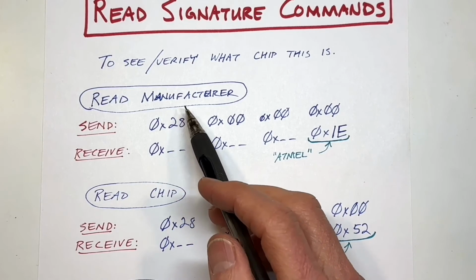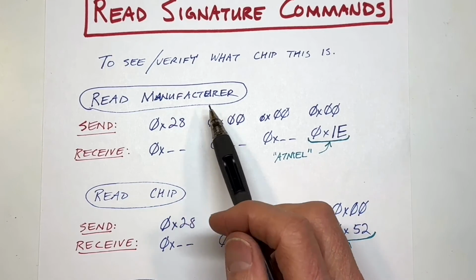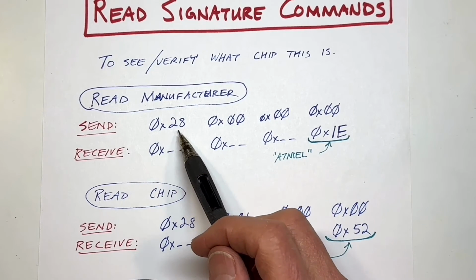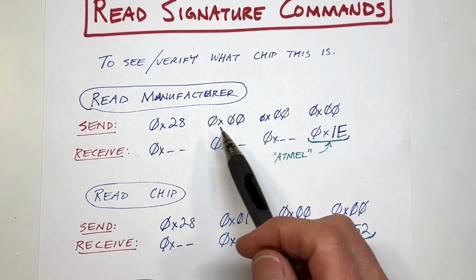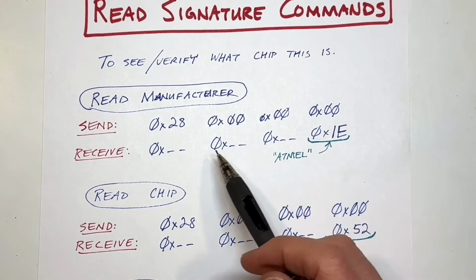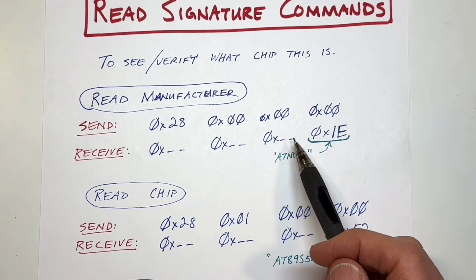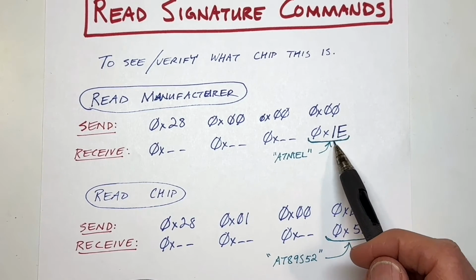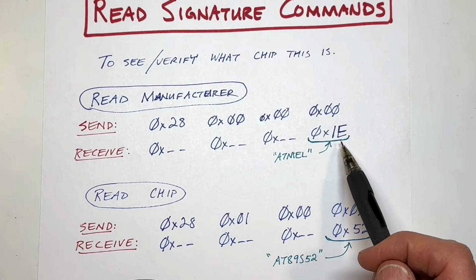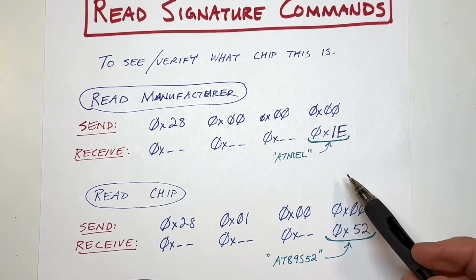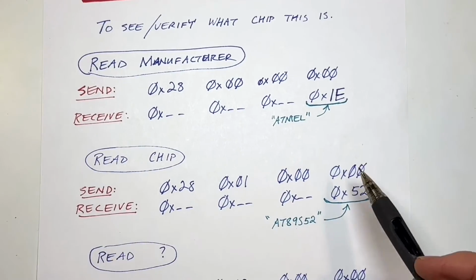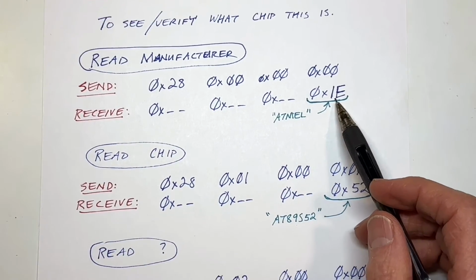But the first command, the read manufacturer chip, we send hex 28000000, and we receive 4 bytes. The first 3 we can ignore, but the last one should be 1E, and I guess that stands for Atmel, the company which was bought, and maybe now it stands for Microchip. But in any case, we should read a 1E.